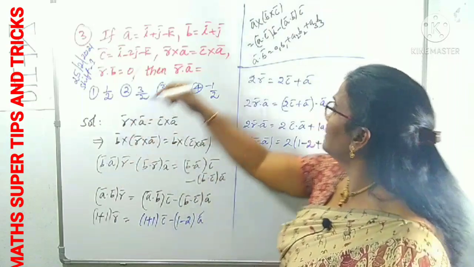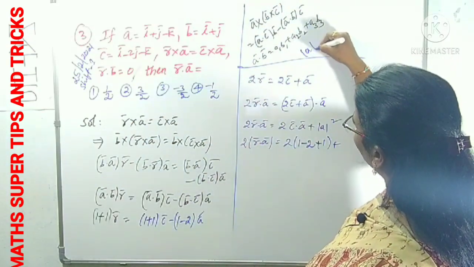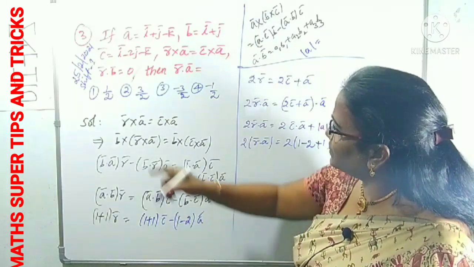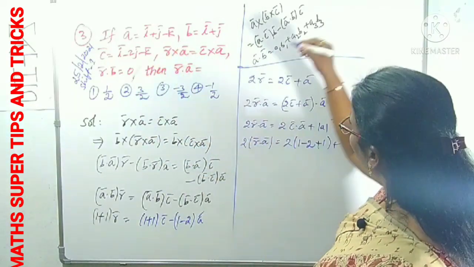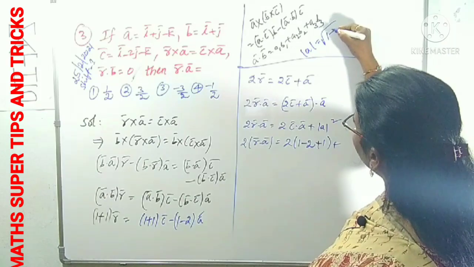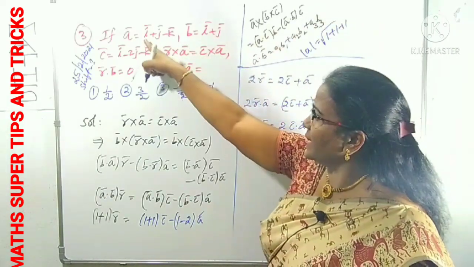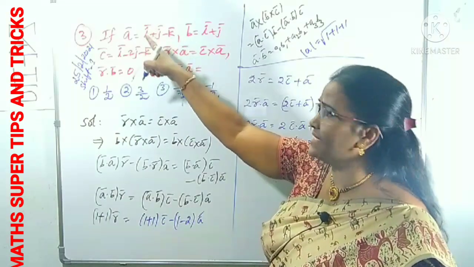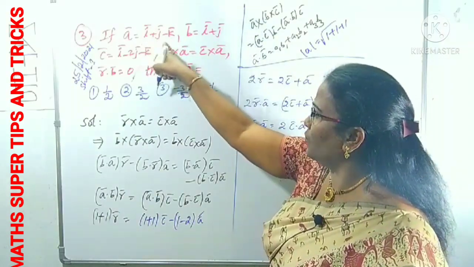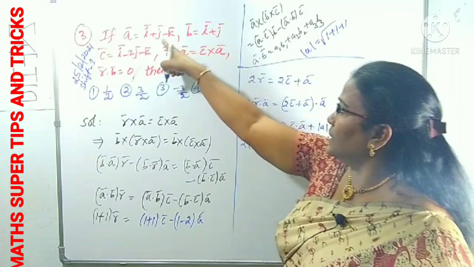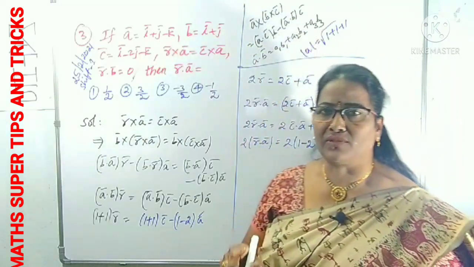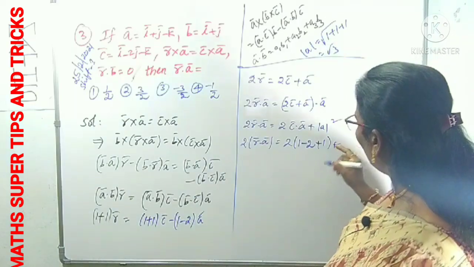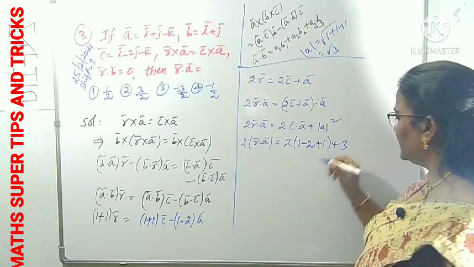You know what mod a means: the modulus of a vector is root over x square plus y square plus z square. So mod a is root over 1 plus 1 plus 1. Just like x, y, z, the i, j, k coefficients are taken as x, y, z, here 1, 1, 1. 1 square is 1, here also 1 square is 1, minus 1 square is also 1. Therefore mod a is clearly root 3, and mod a whole square is 3, right?